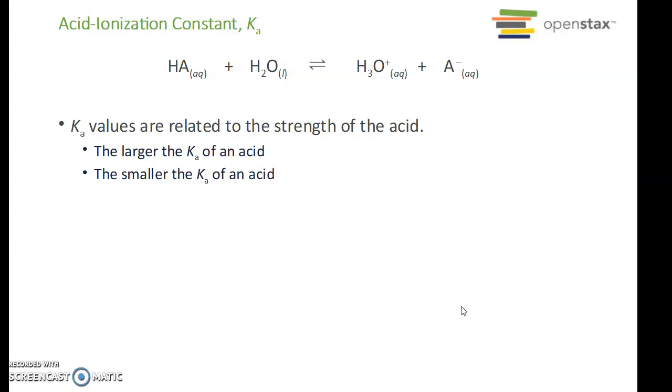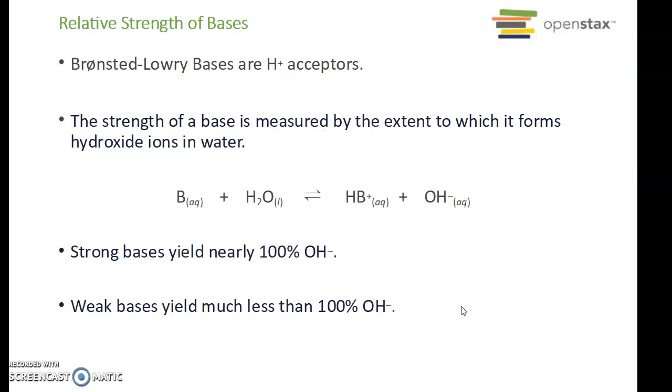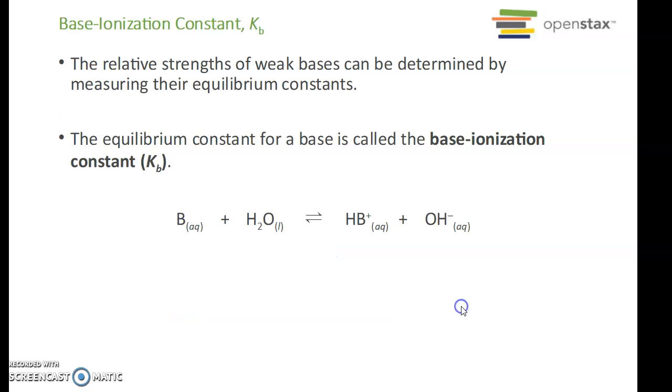The larger the value of Ka, in other words the more you have of things on the right-hand side of the equation, the stronger the acid is. The smaller it is, the weaker the acid. Likewise, you can do the same thing for the base. Instead of using pOH, we still use the pH and go from 7 to 14. The strength of the base is also measured by the extent to which it forms the hydroxide ion. Strong bases yield nearly 100% of that ion, and weak bases much less.